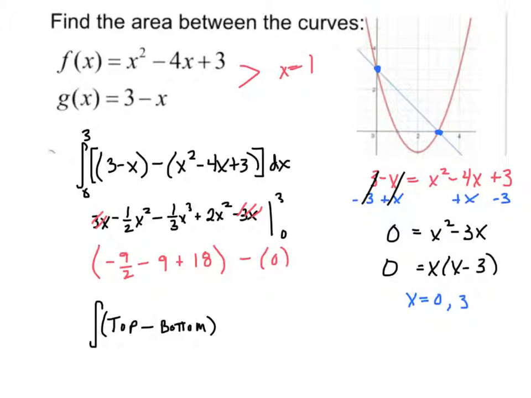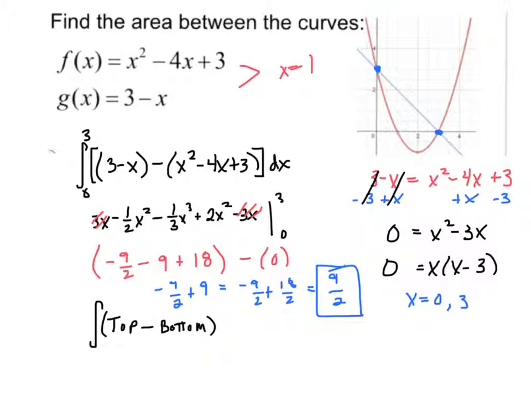So again, let me just recap. We plug in 3, so negative 1/2 times 9, minus 1/3 times 27, plus 2 times 9. Okay. So we end up here with negative 9/2 plus 9, which is the same as negative 9/2 plus 18/2, which is positive 9/2. And that is the area between these two curves.